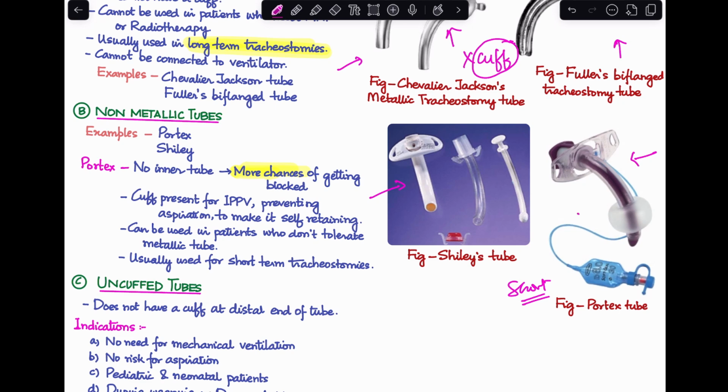And Portex tube, as you can see, has a cuff in it, and this cuff is useful for giving positive pressure ventilation, for preventing aspiration, and to make the tube self retaining. This can be used in patients who do not tolerate metallic tubes as well. And so that's more or less about the Portex tube, which is a non metallic tube.